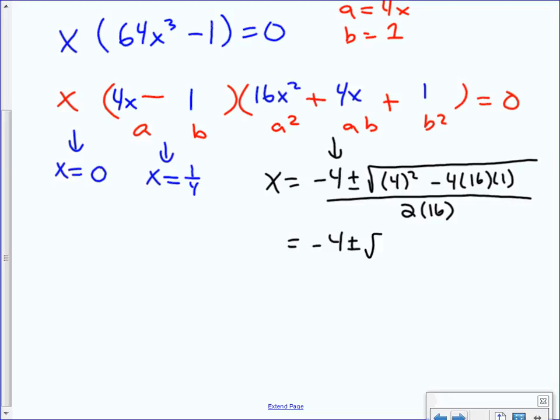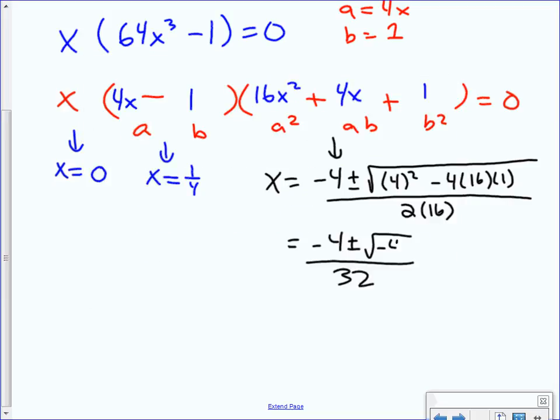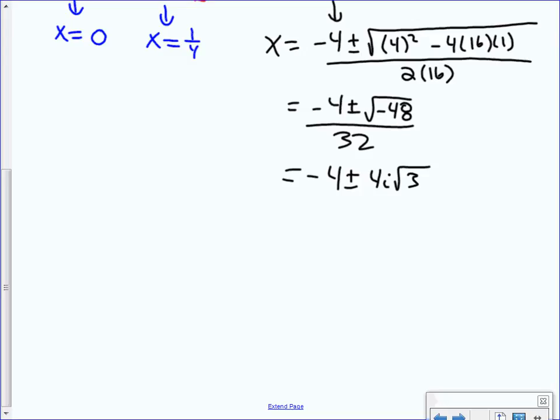Negative 4 plus or minus something over 32. And that something is negative 48, which reduces down to 4i root 3. It's 16 times 3. Over 32, reduced.